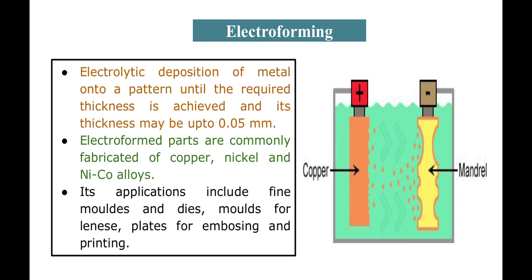Electroformed parts are commonly fabricated of copper, nickel, and nickel cobalt alloy, and their applications include fine molds and dies, molds for lenses, and plates for embossing and printing. Here you can see in this diagram how I have shown the mandrel coated with copper.